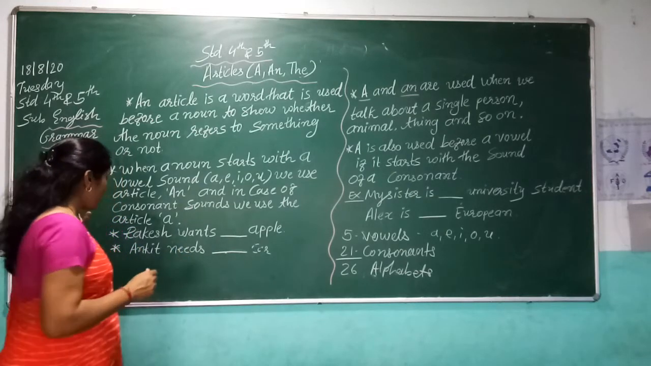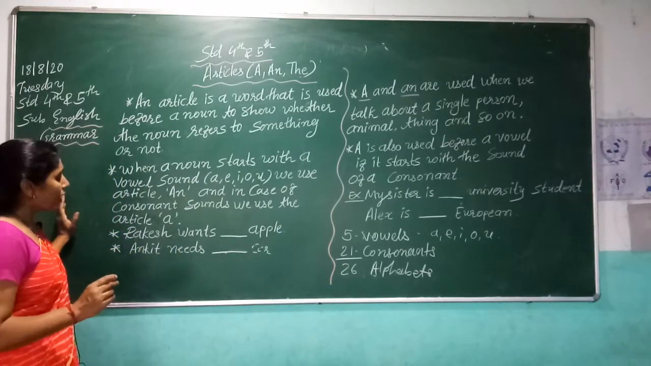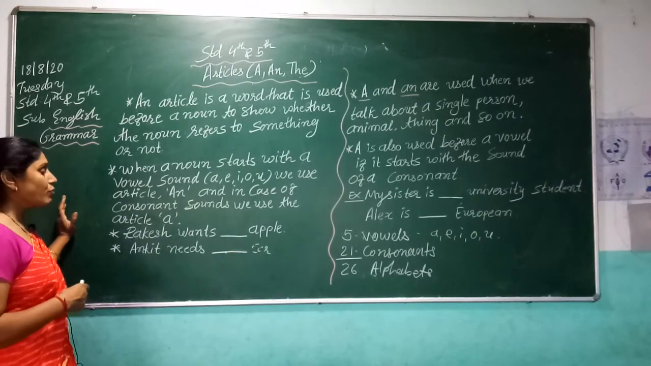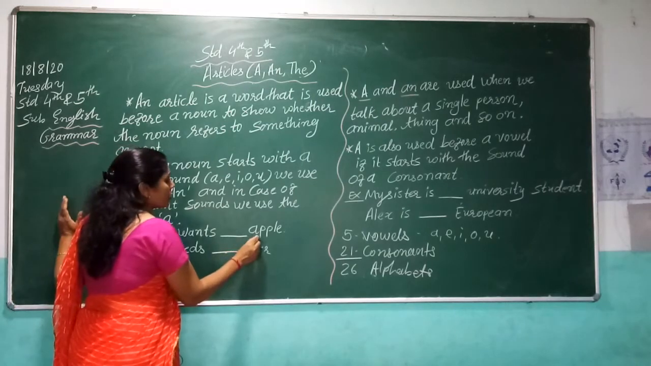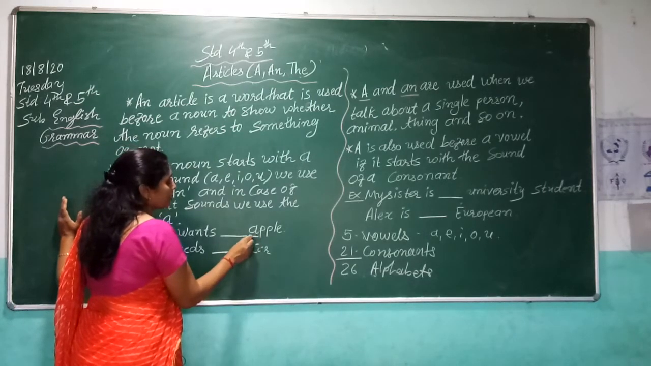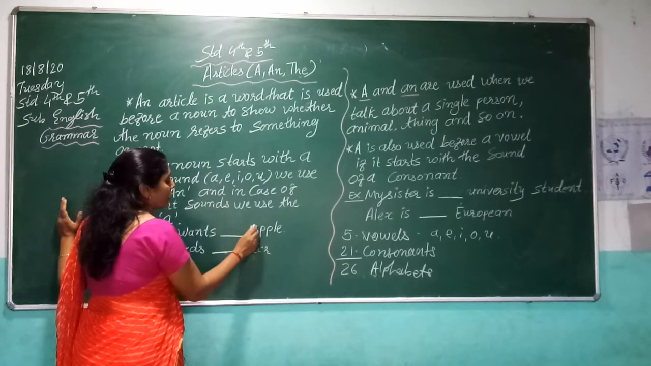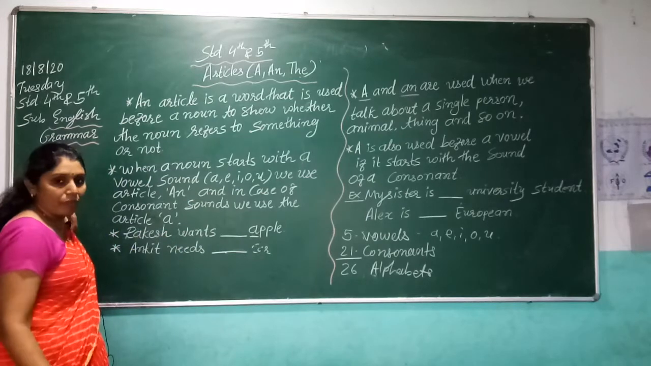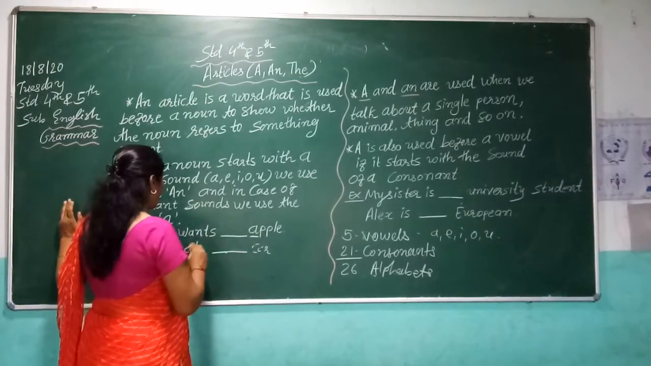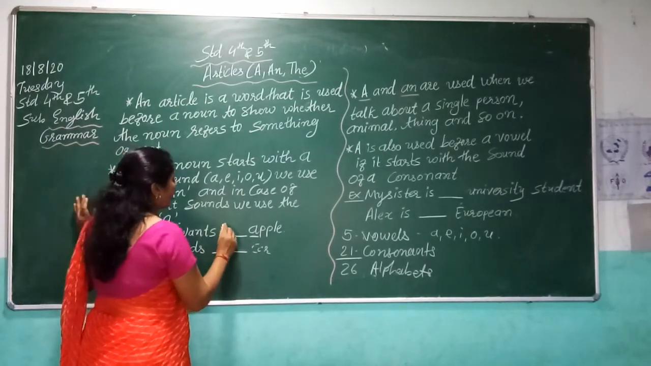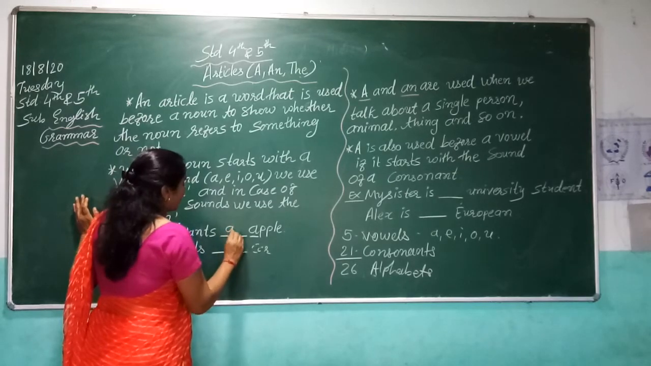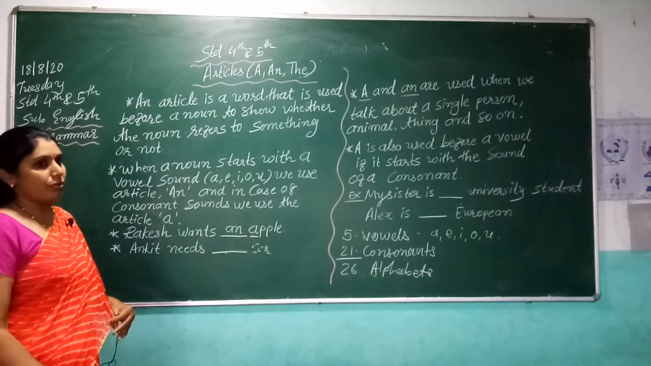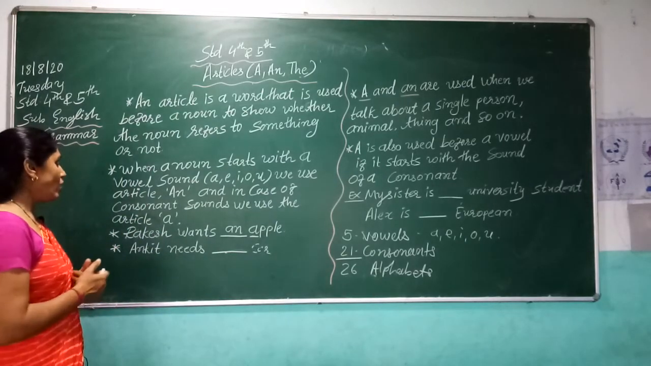We have some examples. Rakesh wants blank apple. Apple is a noun and it starts with A, and A is one of the vowels. So we write here the article an. Rakesh wants an apple.